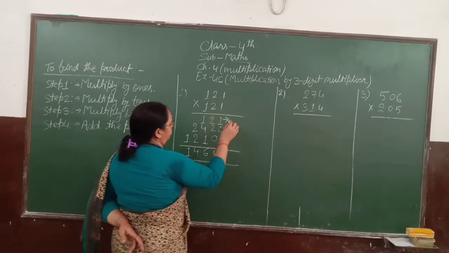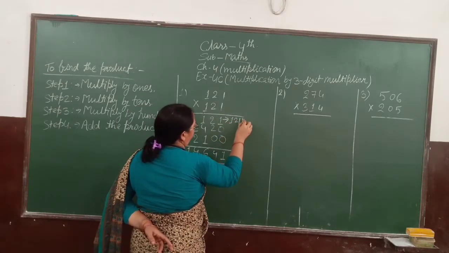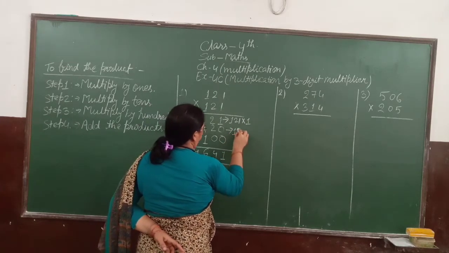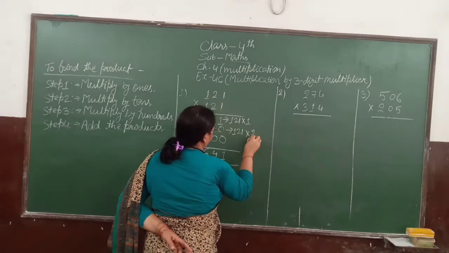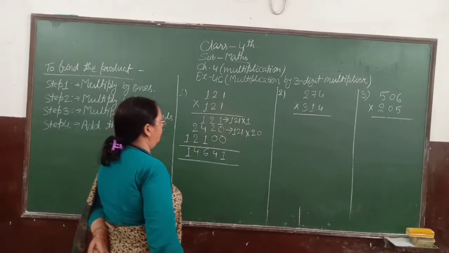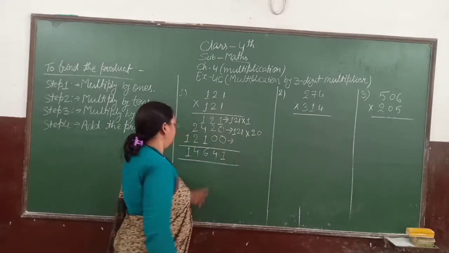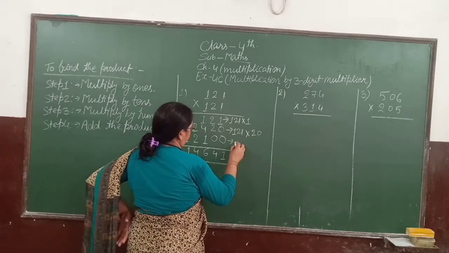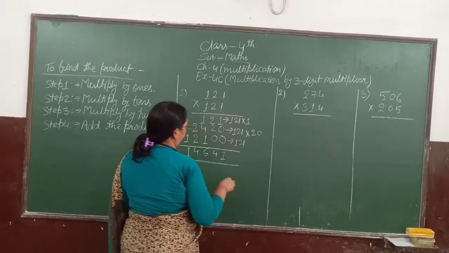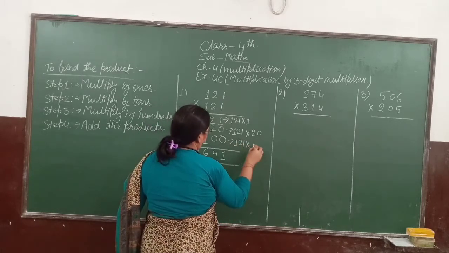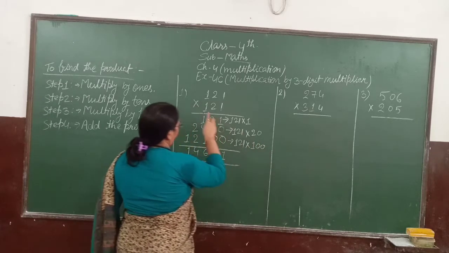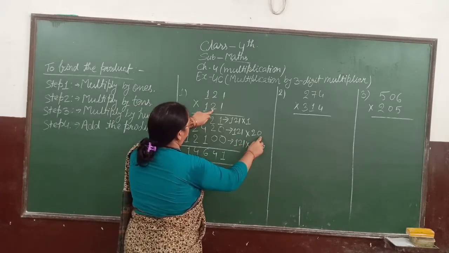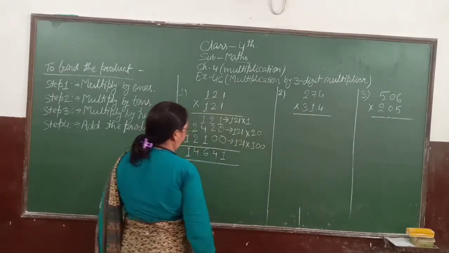this step comes from 121 multiplied with the 1, and this step 121 multiplied with the 20, and this one is 121 multiplied with the 100, because at hundreds place is 1, tens place is 2, so write down 20, and ones place is 1.